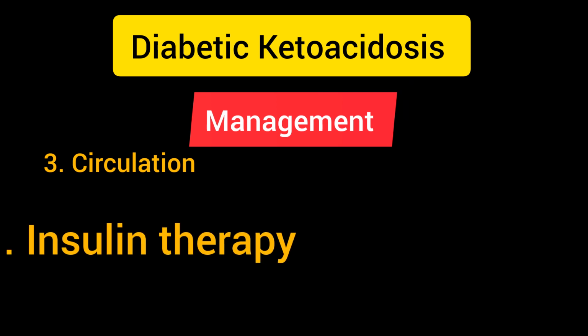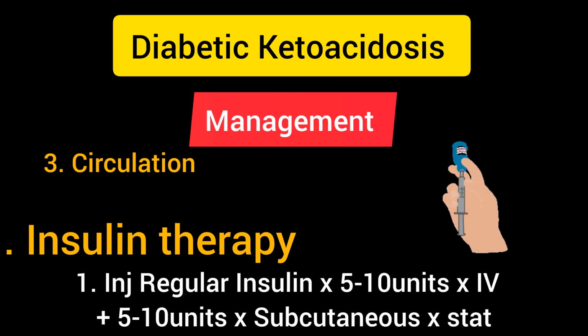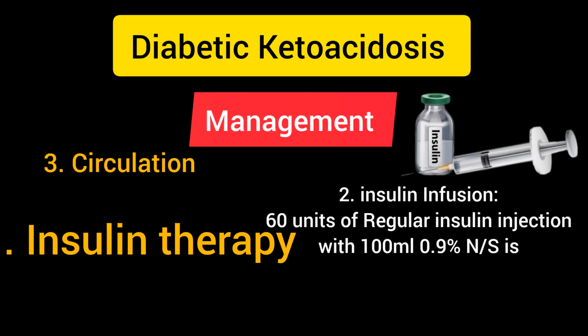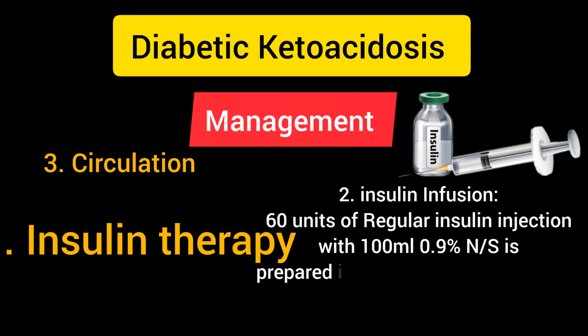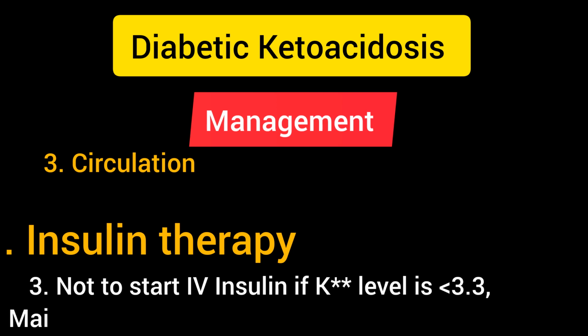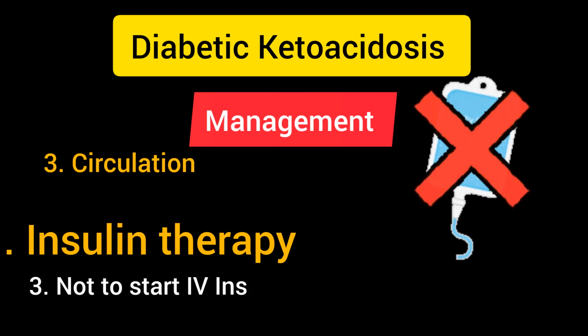Insulin therapy. Number 1. Injection regular insulin, that is 5 to 10 units IV plus 5 to 10 units subcutaneously stat. Number 2. Insulin infusion. 16 units of regular insulin with 100 ml 0.9% normal saline is prepared in a 100 ml IV chamber. 10 microdrops per minute, start if potassium is more than 3.5. Number 3. Do not start IV insulin if potassium level is less than 3.3. Maintain serum potassium between 4 to 5 milliequivalent per liter.